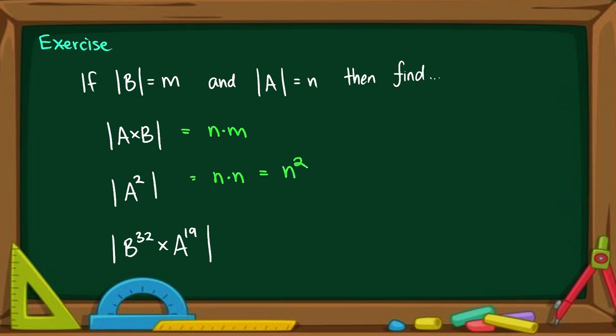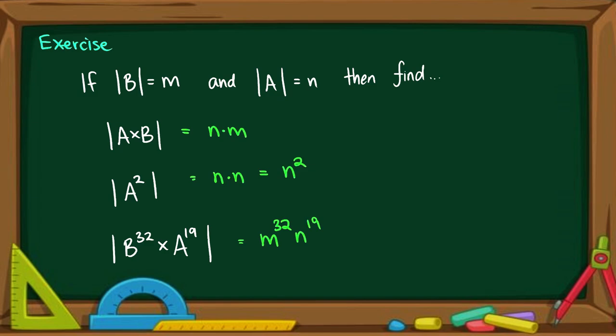So now we can do something really ridiculous, which is what some discrete math professors love to do, and I don't know why, but I guess it's kind of exciting. You can say, well, what is B to the 32 cross A to the 19? Well, if A squared is just N squared, then B to the 32 is going to be M to the 32, and A to the 19 is going to be N to the 19. So that's how big B to the 32 cross A to the 19 is.